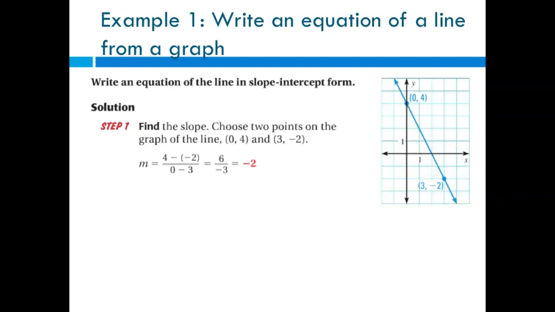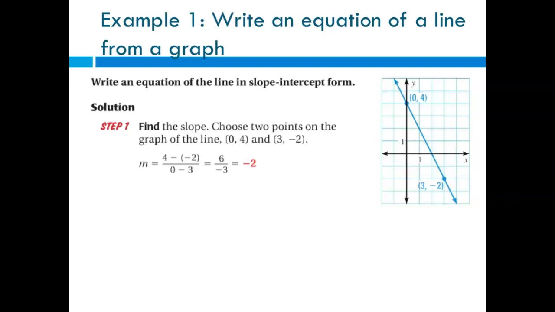You could also find the slope by looking at the graph and counting for rise over run. So if you start at the point (0, 4) and you count down, you go all the way down until you hit 6, and then you go over to the right 3, so you'd have negative 6 over 3, which is also equal to negative 2.